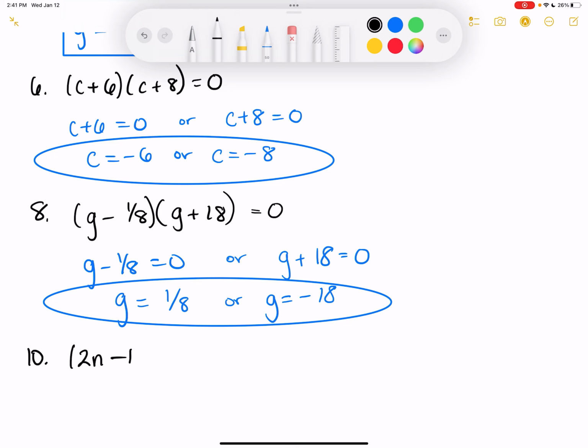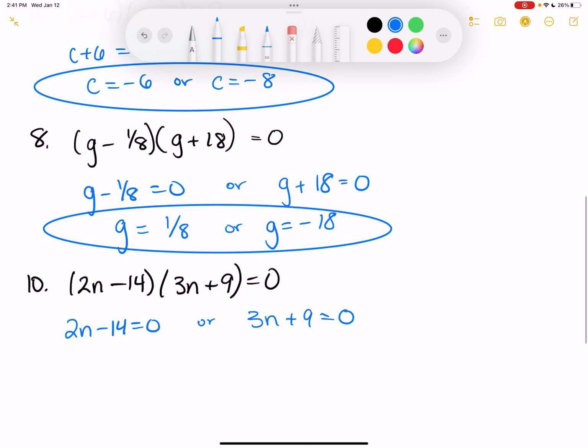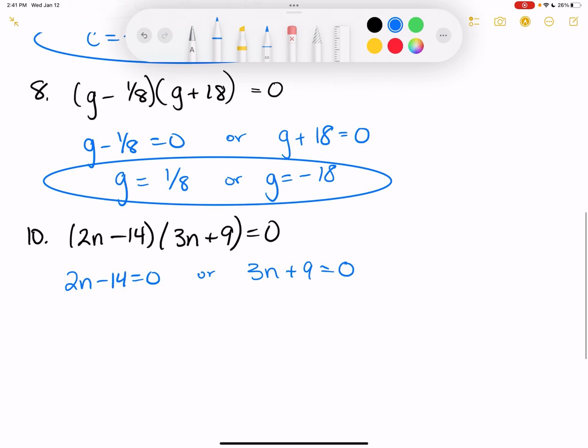2n minus 14 times 3n plus 9 is equal to 0. Okay, so this one now, there's numbers in front of the variable. All it does is add one additional step. So 2n minus 14 equals 0, or 3n plus 9 is equal to 0. So we're going to get the variable by itself. To do that, you're going to move the 14 over. So 2n is equal to 14.